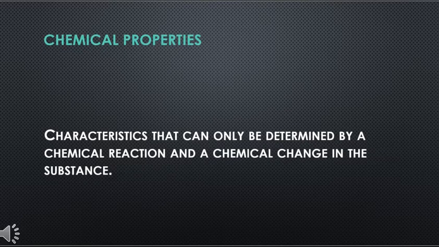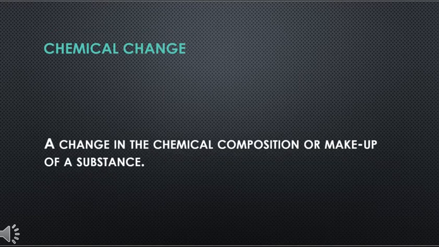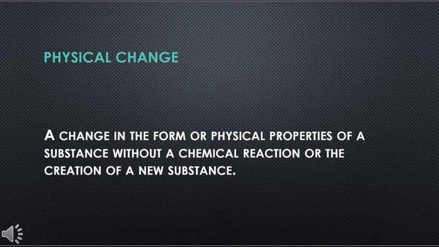Chemical properties. Characteristics that can only be determined by a chemical reaction and a chemical change in the substance. Chemical change. A change in the chemical composition or makeup of a substance. Physical change. A change in the form or physical properties of a substance without a chemical reaction or the creation of a new substance.